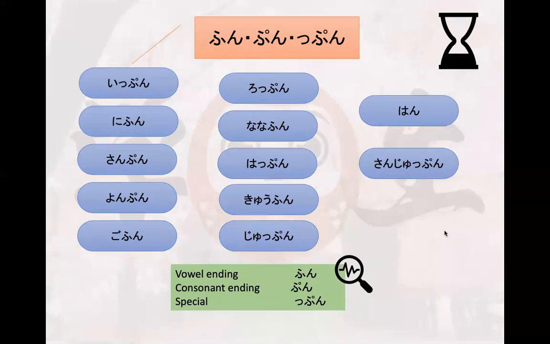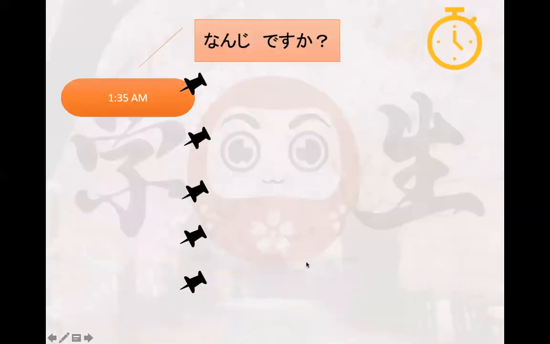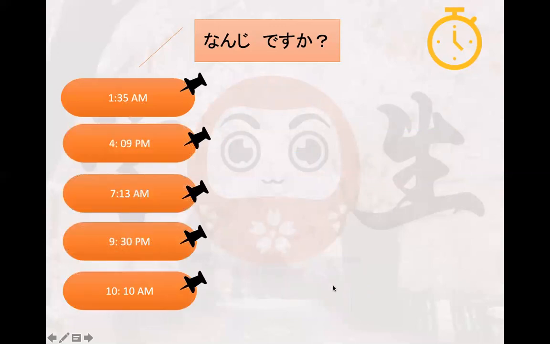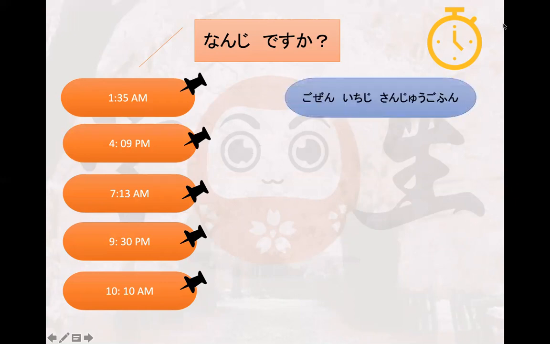Okay? Alright. Now, let us try to read the following times. Nanji desu ka? What time is it? I have here 1:35 AM. Earlier I said AM in Japanese is placed in front. So, 1:35 AM in Japanese will be gozen, ichiji, sanju gofun. Ichiji is 1 o'clock, and sanju gofun is 35.